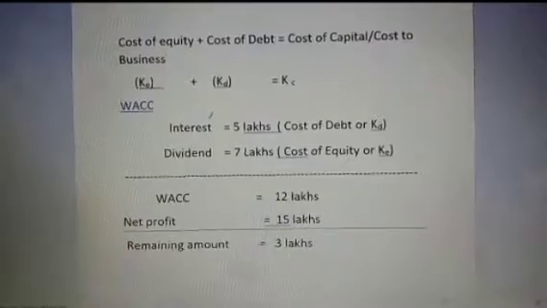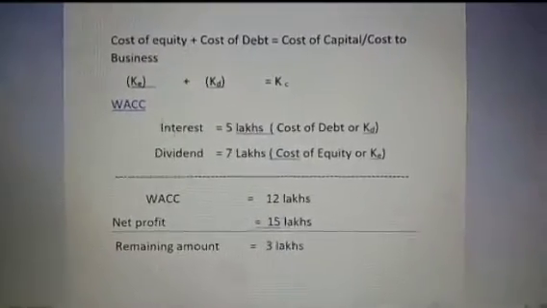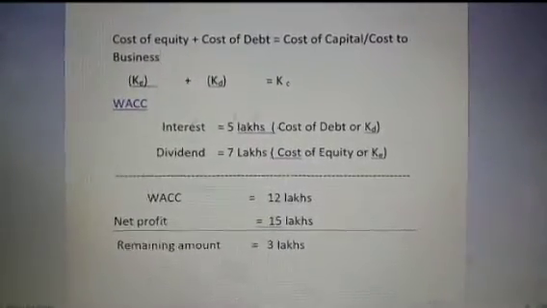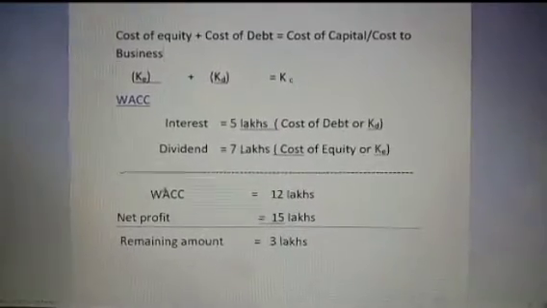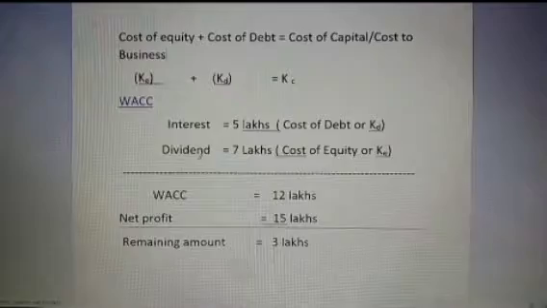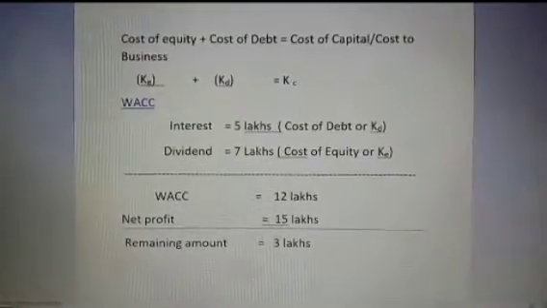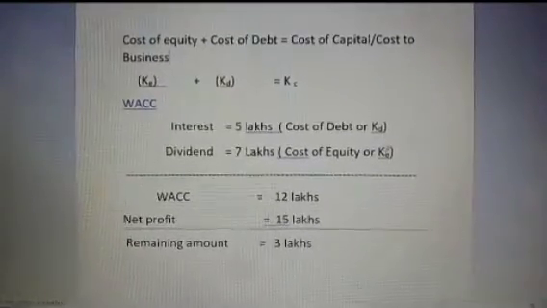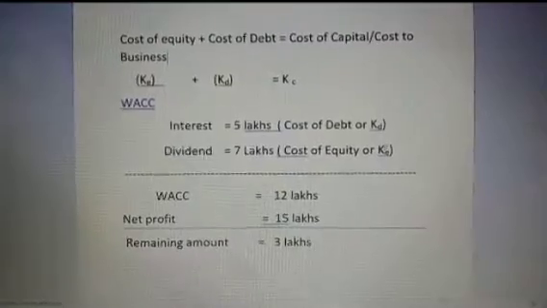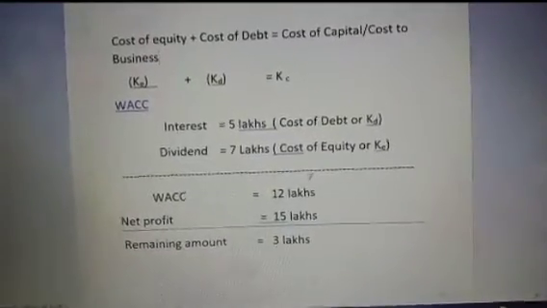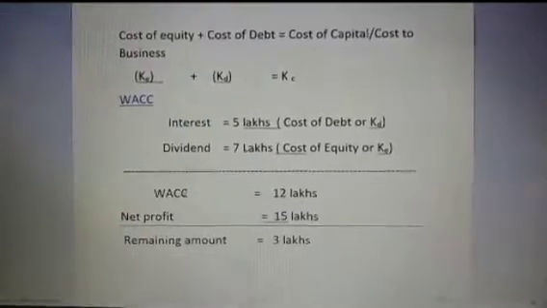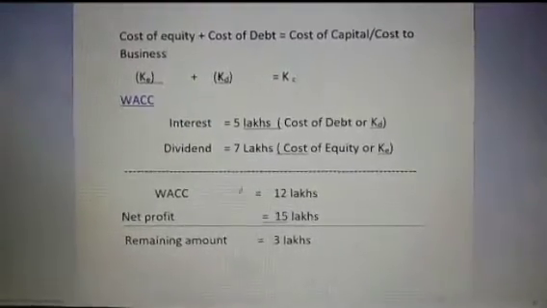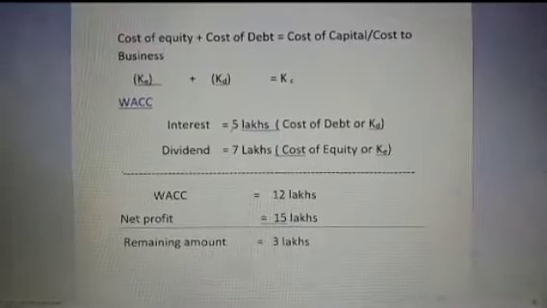Let us elaborate on these things by giving an example. Suppose we are paying interest to the outsiders, that is 5 lakhs. That is cost of debt, or KD. We are paying dividend to the shareholders or to our owners, say 7 lakhs. That is cost of equity, or KE. If we add both of them, we get WACC, or weighted average cost of capital. So that is 12 lakhs: 7 lakhs plus 5 lakhs.